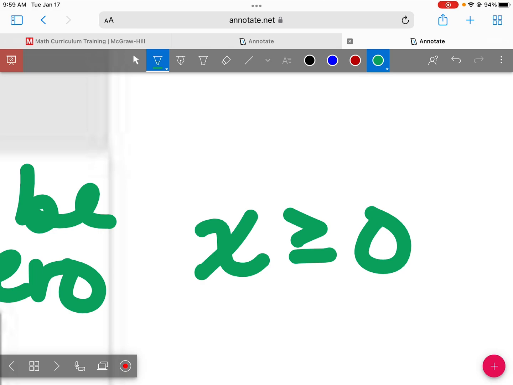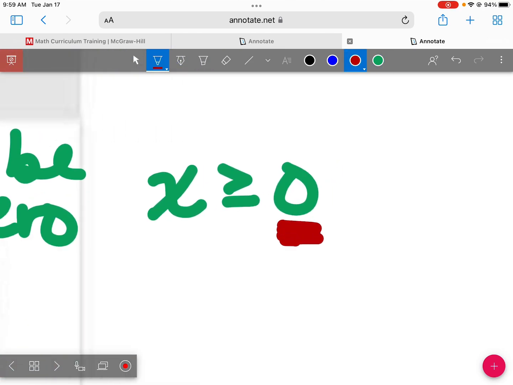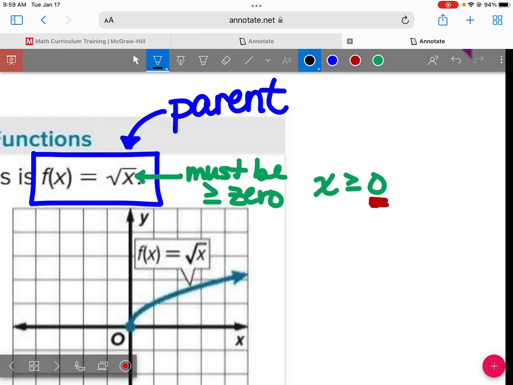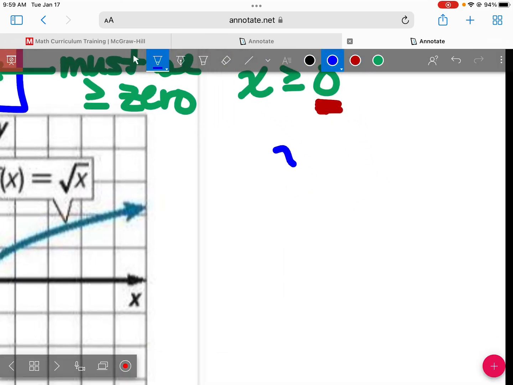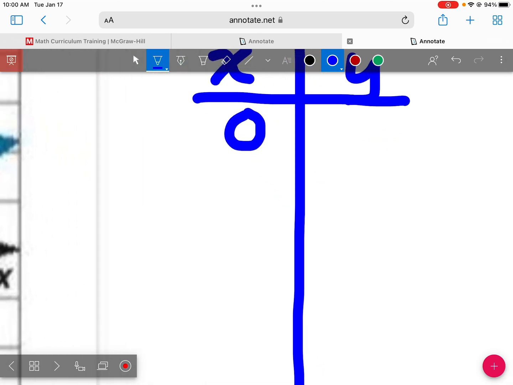When I go to make a table to figure out where to plot my points, this number right here is going to be the first thing on my x side. Now, if I have something underneath the radical other than just x, I'm going to have to take that and make it greater than or equal to 0, and then solve for x to figure out what the first number in my table should be. So in my table here, I start with 0, and then I'm going to try some other numbers after that.